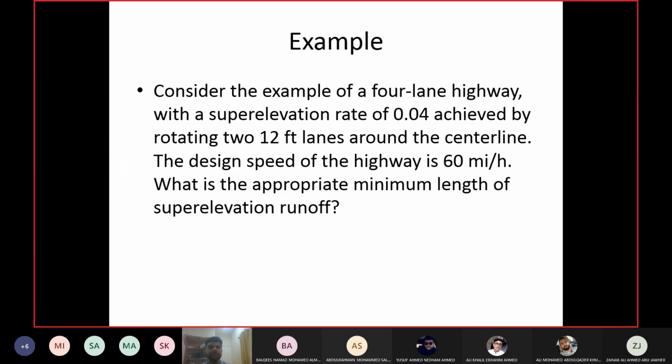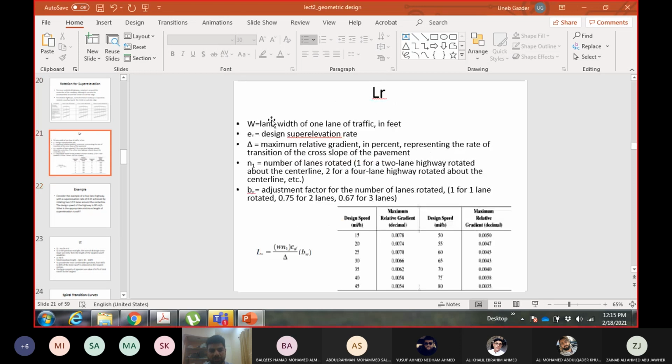This is the case. Let us look at this example. We have an example of a 4-lane highway. Super elevation you want to achieve is 0.04 or 4%. If it's a 4-lane highway, how many lanes are rotated? 2 lanes. Each lane is 12 feet, and it would rotate around the center line, like I showed you in the figure last lecture. Design speed is 60 miles per hour. Now let me go back and write down this data with the equation so that you can use it.